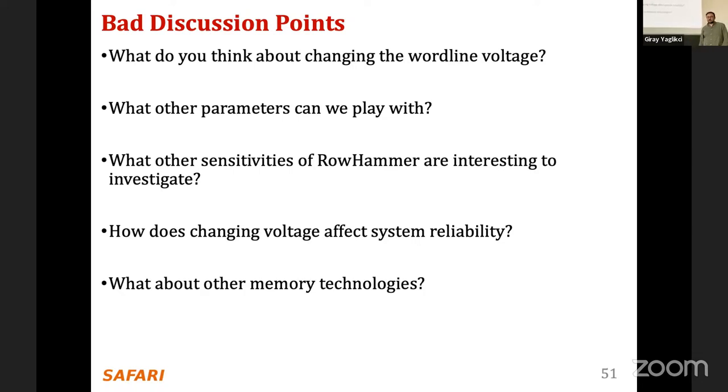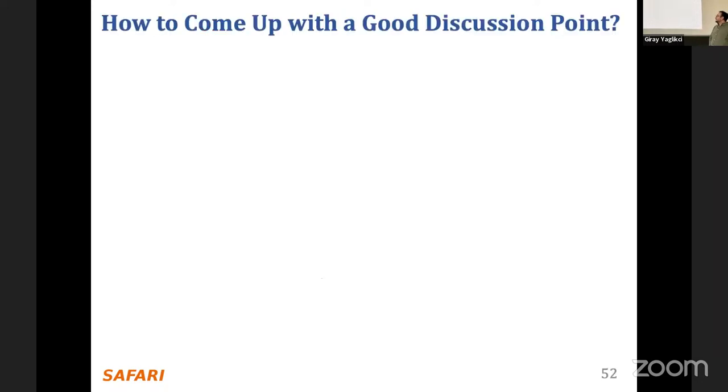Yeah, what about the memory types? This is always a first thing you can put, right? It's like a freebie. Like, yeah, we talk about DRAM. What about SRAM? What about flash? So you can just list all these bad discussion points. These are really easy to come up with. I just came up with this list in like 3 minutes, I guess, and it doesn't go anywhere.